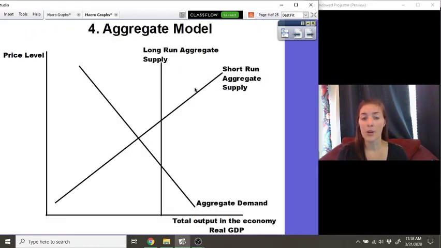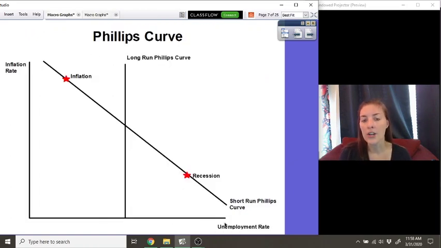So in the aggregate model, we use the LRAS to show a recession by starting it to the right of the short run equilibrium. Same idea with the Phillips curve, but instead of starting the LRPC to the right or to the left, we're going to put a point down along the line closer to the unemployment rate. So this point shows that your unemployment is too high, which you would have if you were in a recession.